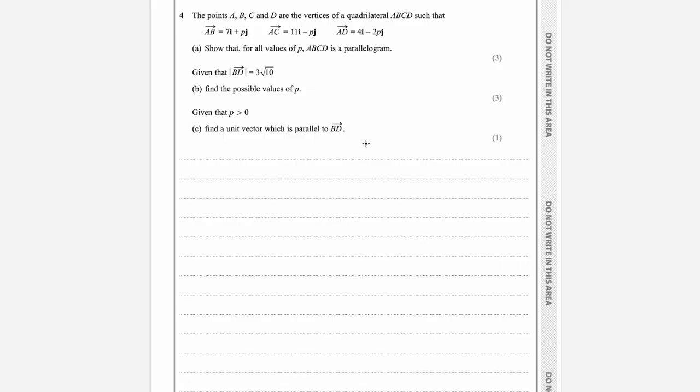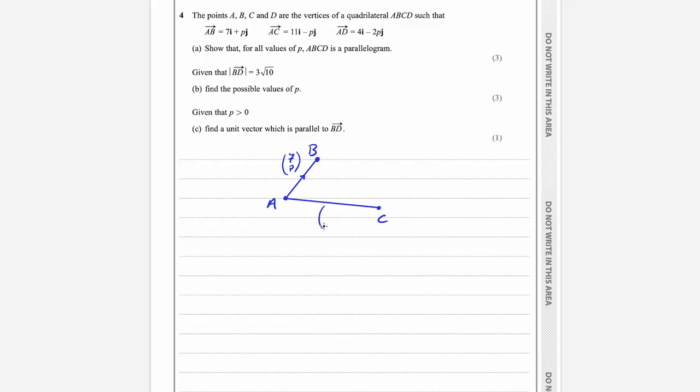Okay, so we've A, B. Let's draw this, guys. Let us draw the parallelogram. So this is A. 7 plus P. So we don't know where P is, guys, so let's just put B here. So that means that this vector there, AB, is 7P, like this. AC is 11I minus PJ, so 11I over this way, minus P, okay, let's just put P here, something like this.